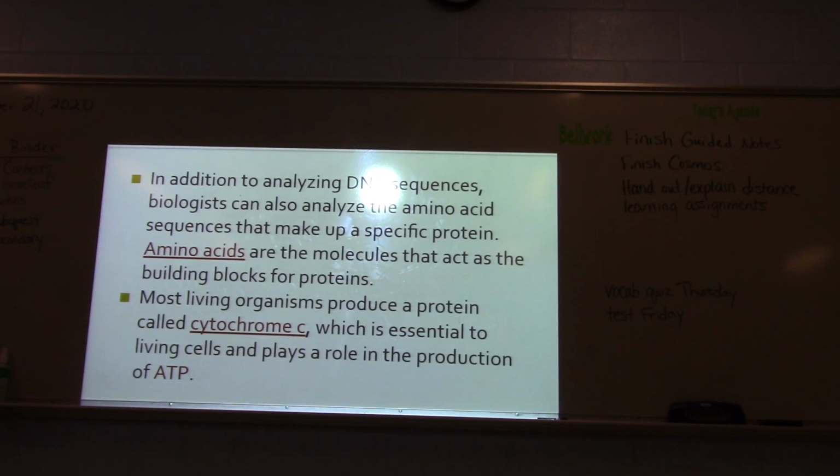All right, so in addition to DNA, you can also dive further into sequences. You can do amino acid sequences, which is going to determine protein sequences. There is a protein that most living organisms produce, which is called cytochrome C, which is involved in the production of ATP. So everything has to make energy, so everything is going to need ATP, so everything produces a cytochrome C. So you can do a sequence for cytochrome C and also see how closely related things are. It's another thing you can look at.